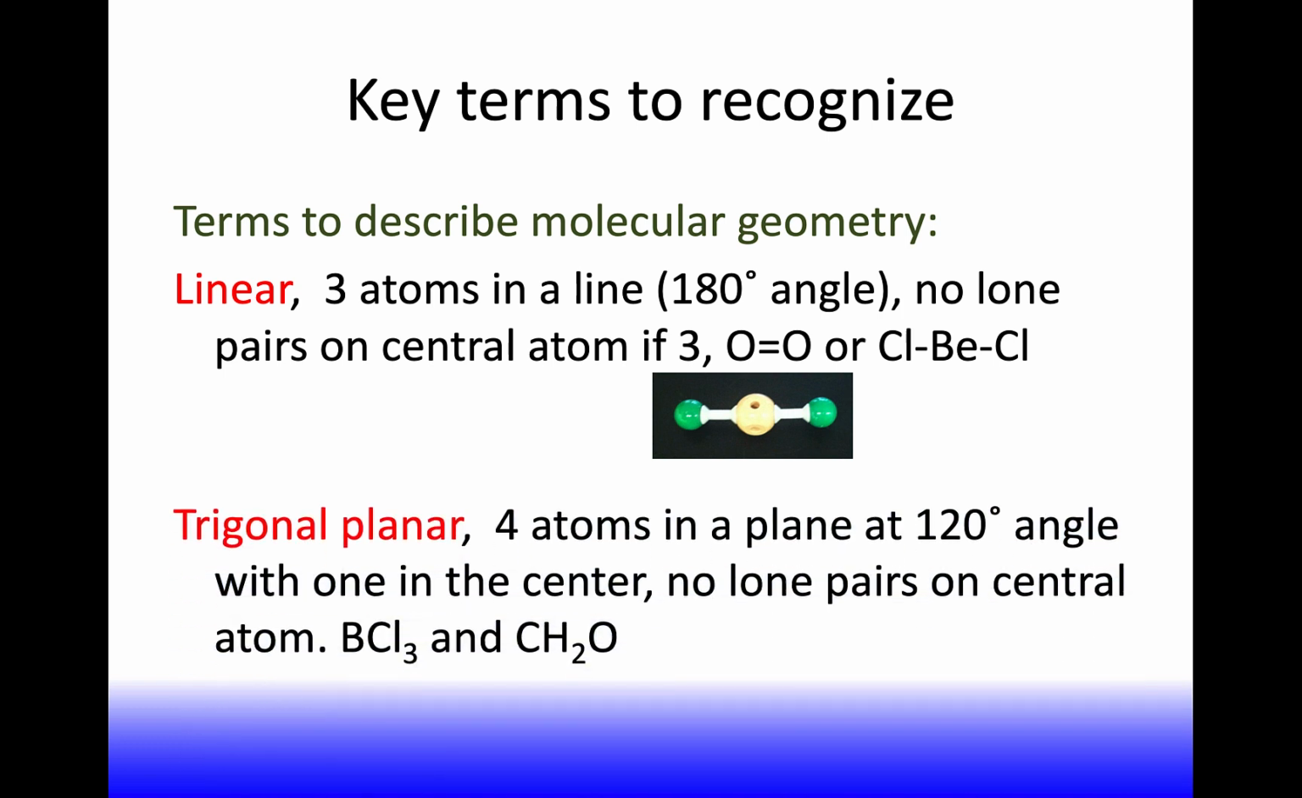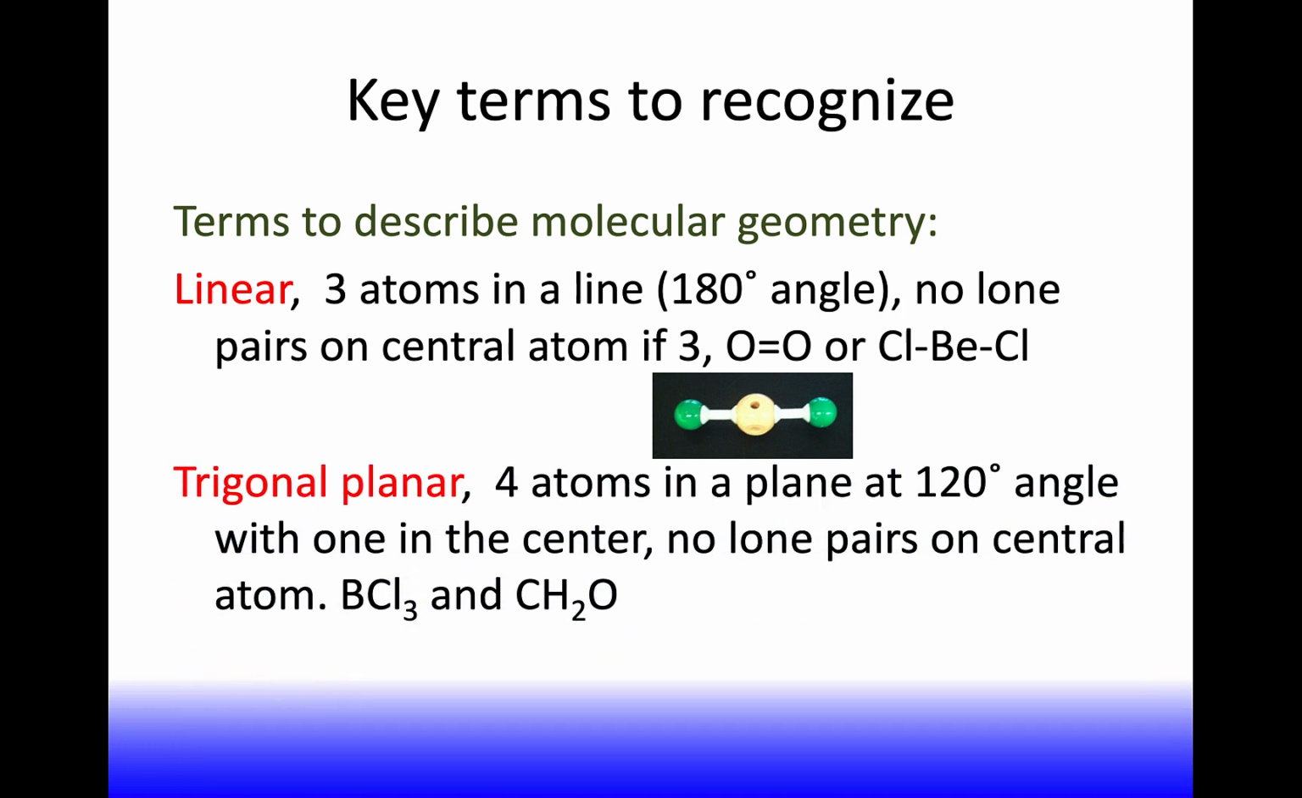The next is called trigonal planar. Now it's four atoms in a plane. They are at 120 degrees from each other. Yes, you are going to need to know names, and you're also going to need to know bond angles. Now, there's only one atom in the center. It has no lone pairs. So I'm going to give you two examples: boron trichloride, or methanol.